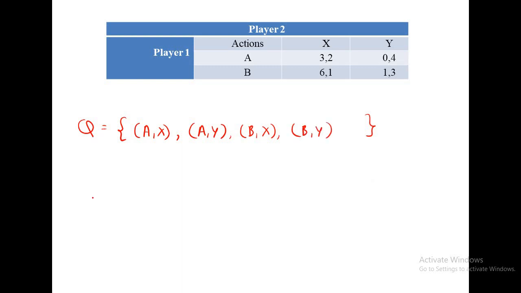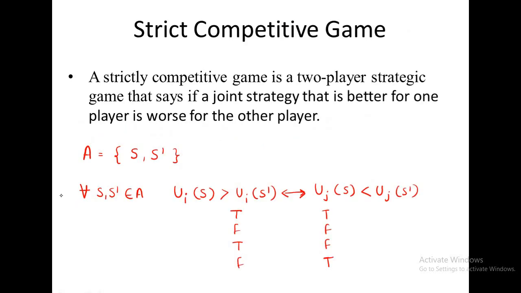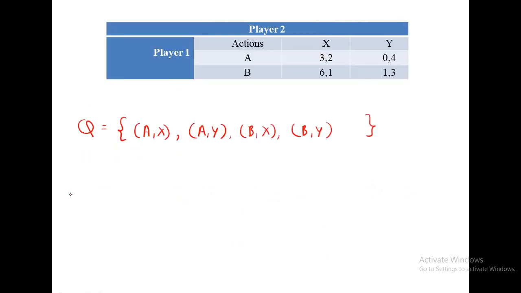Now, as per the condition, for every pair of profiles this condition should be true, right? So this is a pair of all profiles and we need to check that condition for each and every pair of profiles. So one by one we will make combinations. What can be the possible pairs here?